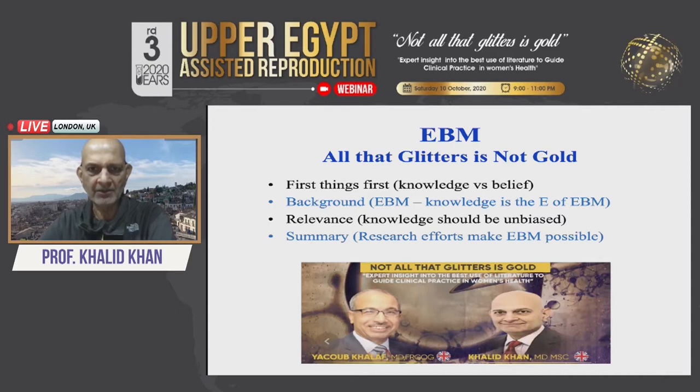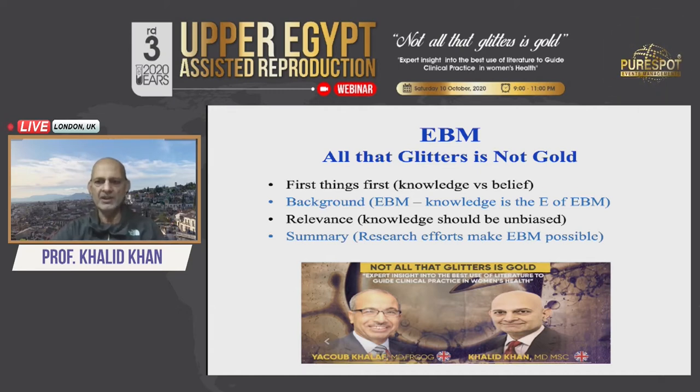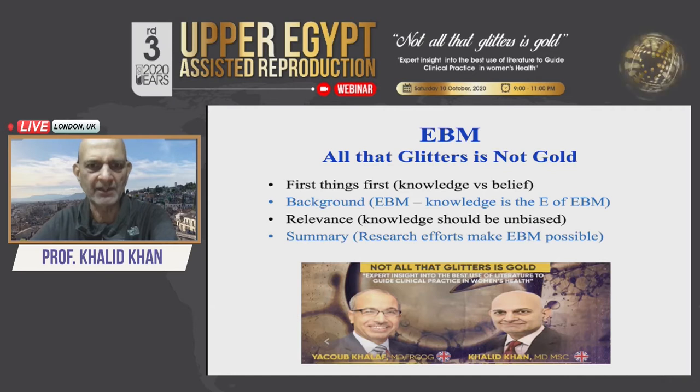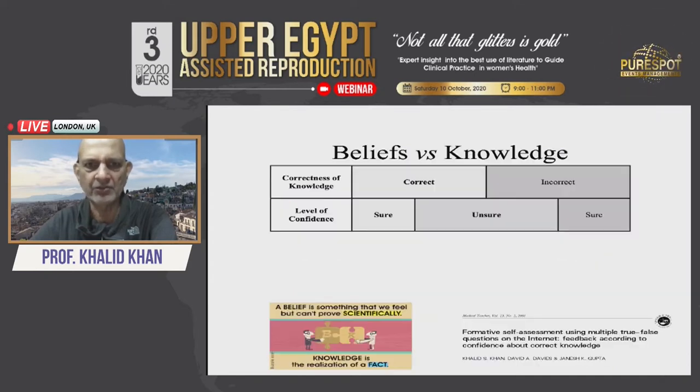And here is an outline of what I would like to cover. I'd like to tell you a little bit about the difference between knowledge and belief, building on the same theme that Professor Khalaf has highlighted. Then give a little bit of information about evidence-based medicine. And then we'll move on to talk about the specifics of how research should be planned, how bias should be avoided, how outcomes should be put into effect sizes that are meaningful and measurable. And we'll cover some of those specific issues that have been raised in the chat so far.